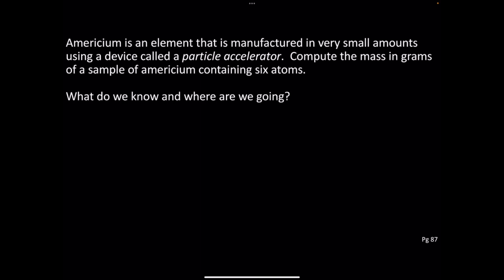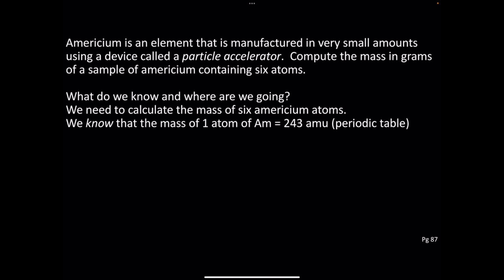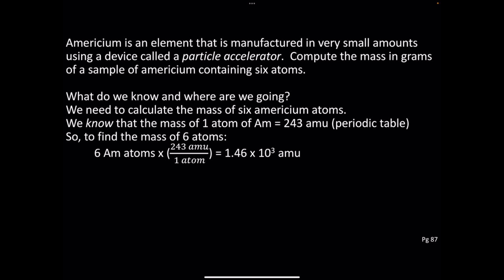So the question, and this is up above one of those whiteboards as well, is what do we know, where are we going, and then the implied question will be how do we get there. What we know we need to get is the mass of 6 americium atoms. We also know that the mass of 1 atom of americium is equal to 243 atomic mass units, and we get that from the periodic table. So to find the mass of 6 atoms, if we have the mass of 1, we can just multiply that mass of 1 by 6. Notice atoms and atoms cancel out, and I'm left with atomic mass units.